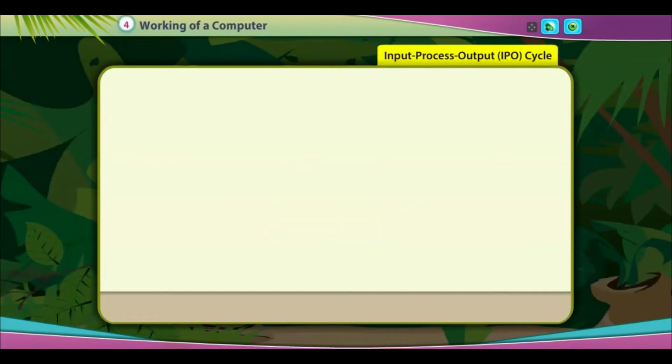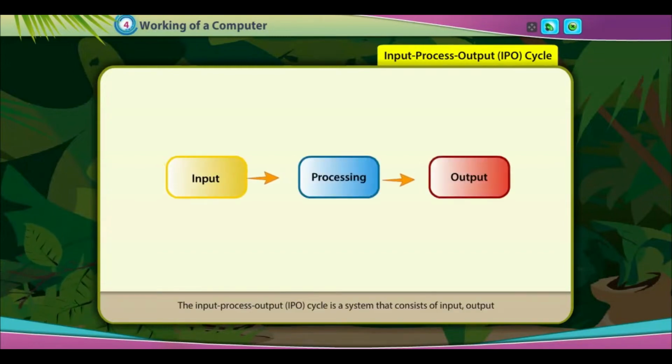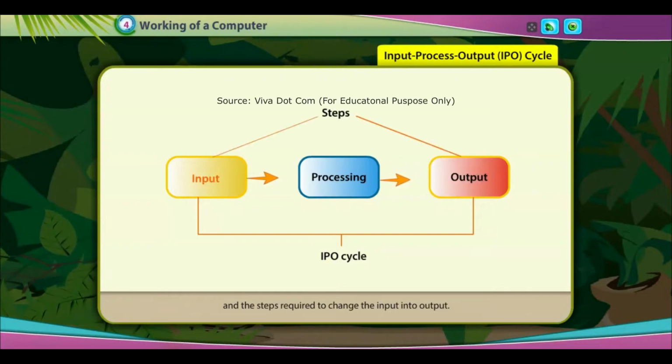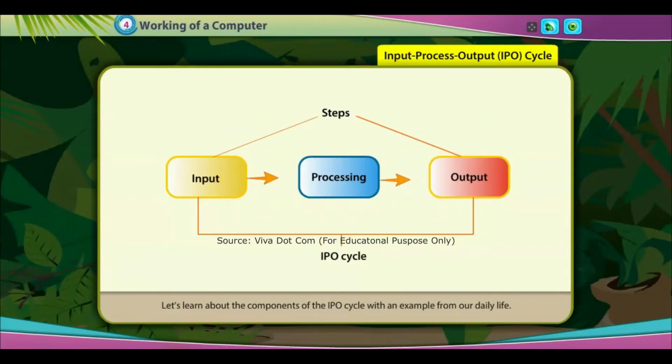Input Process Output, IPO cycle. The Input Process Output, IPO cycle, is a system that consists of input, output, and the steps required to change the input into output. Let's learn about the components of the IPO cycle with an example from our daily life.